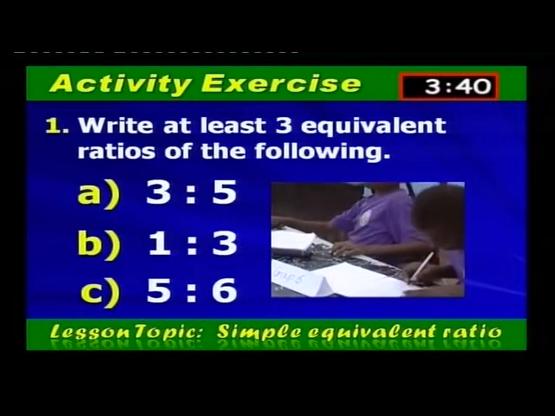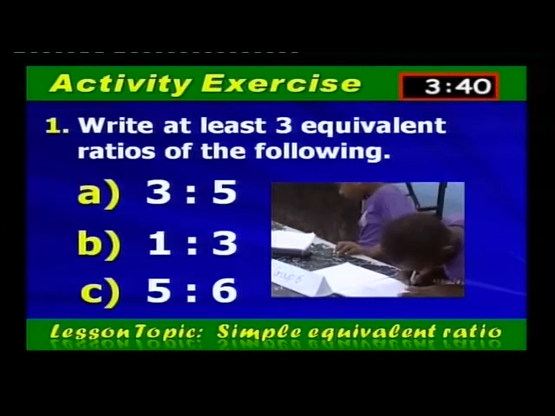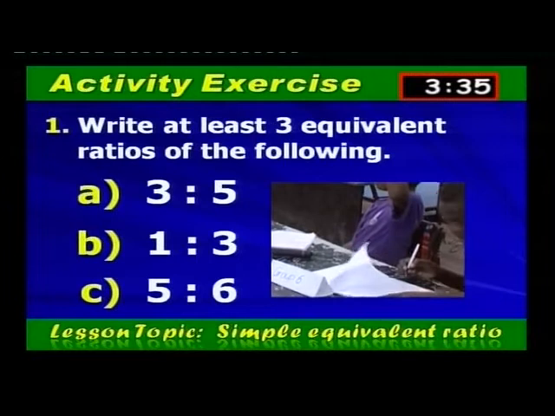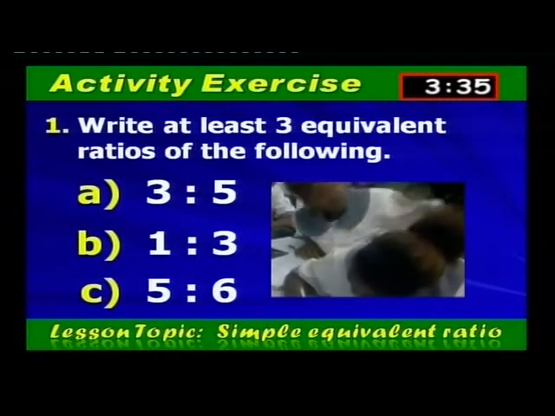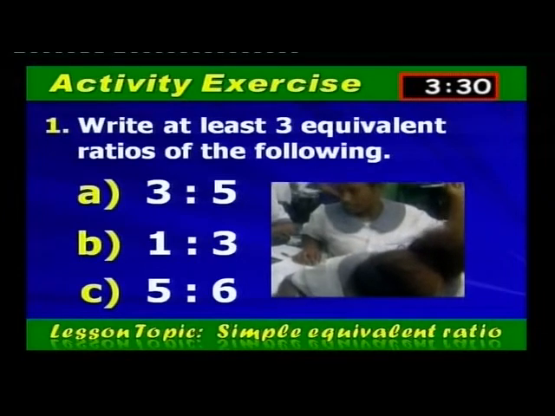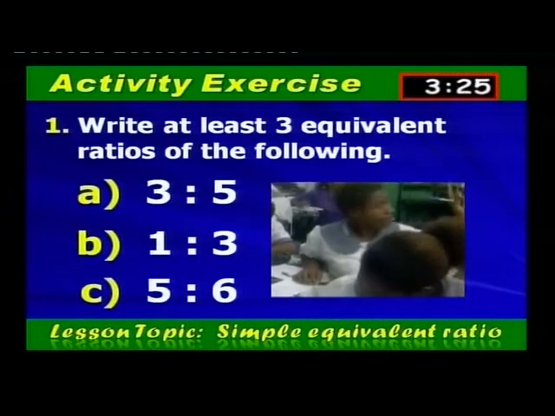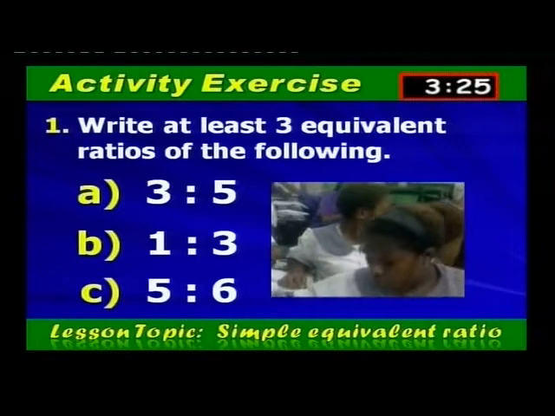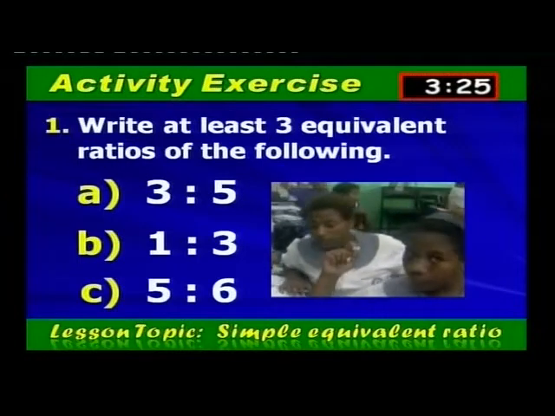Yeah, you can times. Yeah, you times. Times is better than dividing. Because if you divide, you cannot divide by a number because it won't give you an even number. You see.